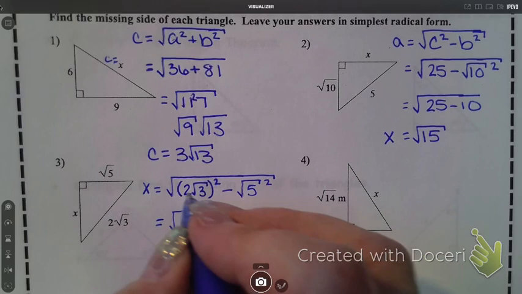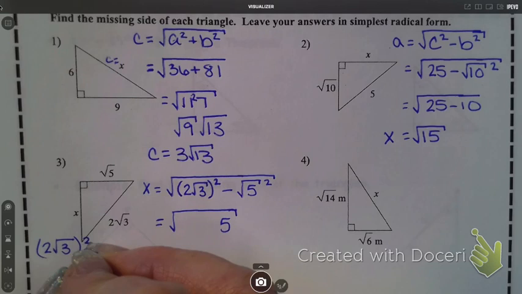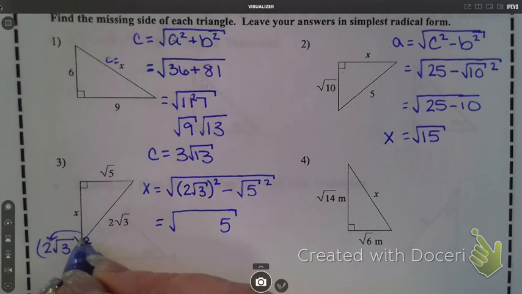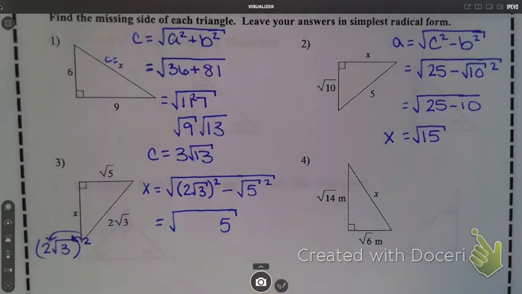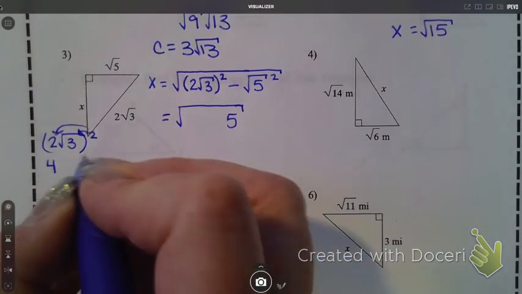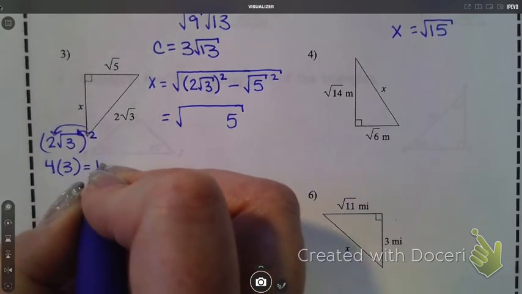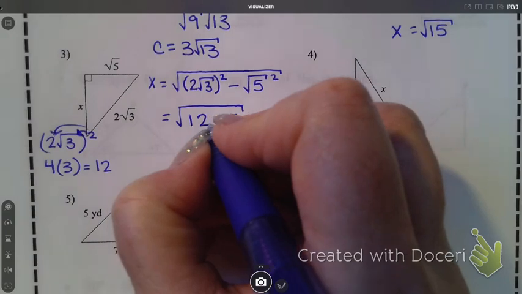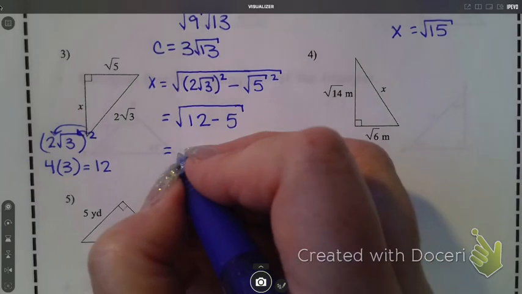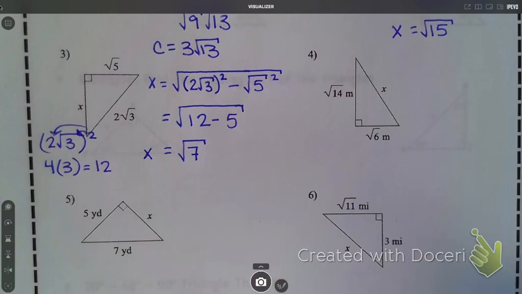But we need to figure out this over here. So I'm going to write it off to the side and remind you of some rules. The square has to go to the 2 and the square root, and then multiply my answers. So 2 squared is what? 4. And the square root of 3 squared is 3. So 4 times 3 is 12. So 12 minus 5 is 7, the square root of 7. Do we need to do anything with the square root of 7? No.